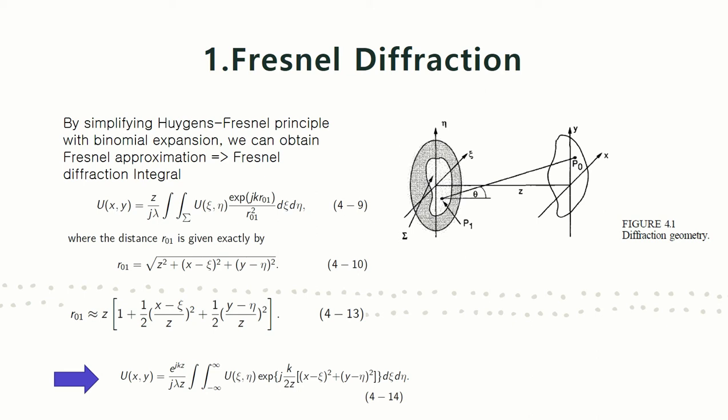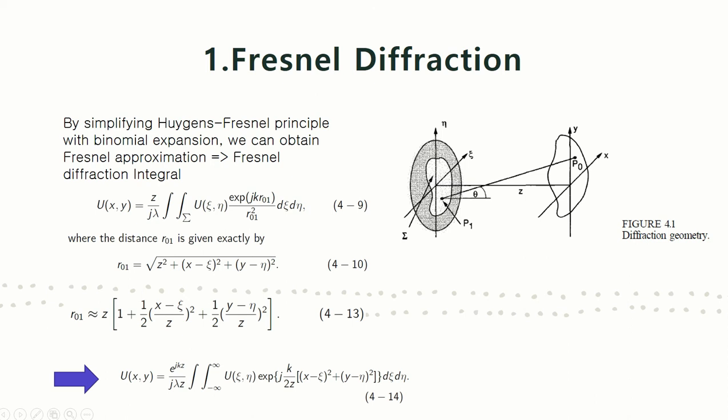We can obtain the Fresnel diffraction integral by simplifying the Huygens-Fresnel principle with binomial expansion for R01. Of course, there are assumptions for the binomial expansion, like z is much larger than x minus ξ and y minus η.